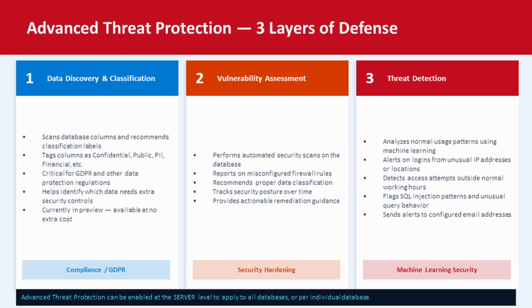Advanced Threat Protection is Azure SQL's umbrella security feature. It contains 3 distinct subsections, each addressing a different aspect of database security. The first layer is data discovery and classification. This feature performs an automated scan of your database and identifies columns that may contain sensitive data, things like names, email addresses, phone numbers, credit card numbers, national identification numbers, and so on. It then provides recommendations on how to classify those columns, tagging them with labels like confidential, personally identifiable information, or financial.